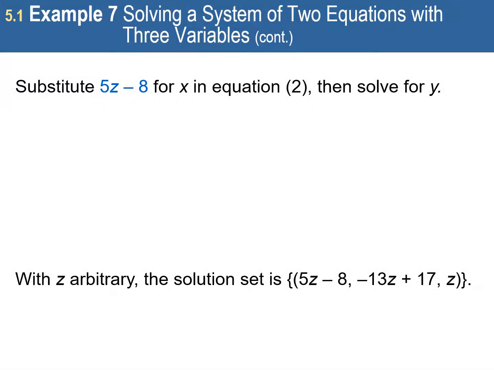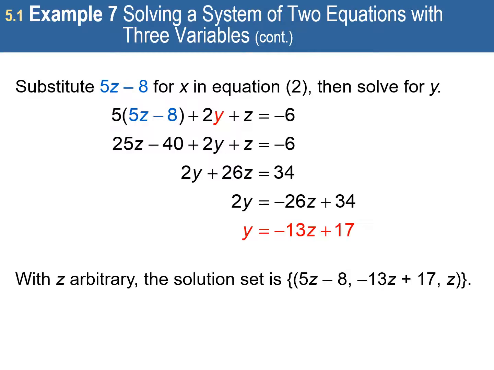So now I'm going to substitute 5z minus 8 into equation 2 and solve for y. So with z being arbitrary, the solution is (5z minus 8, minus 13z plus 17, z).